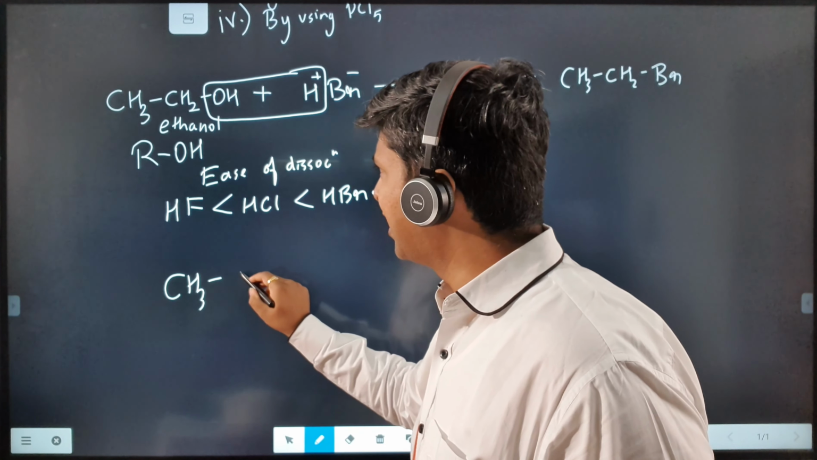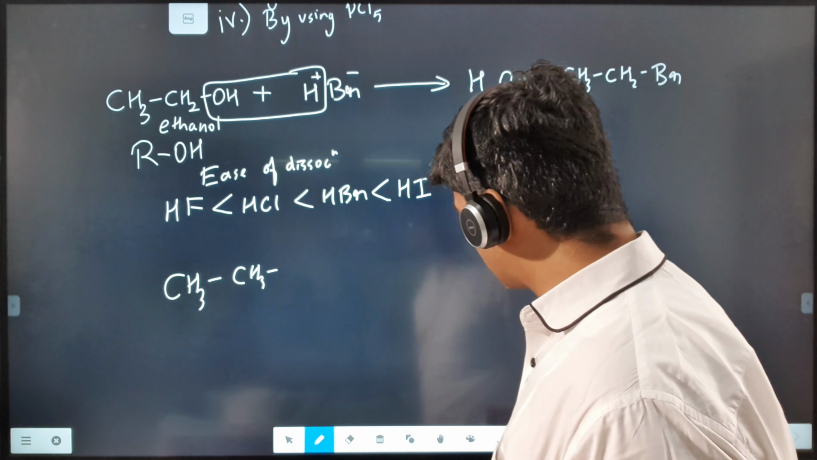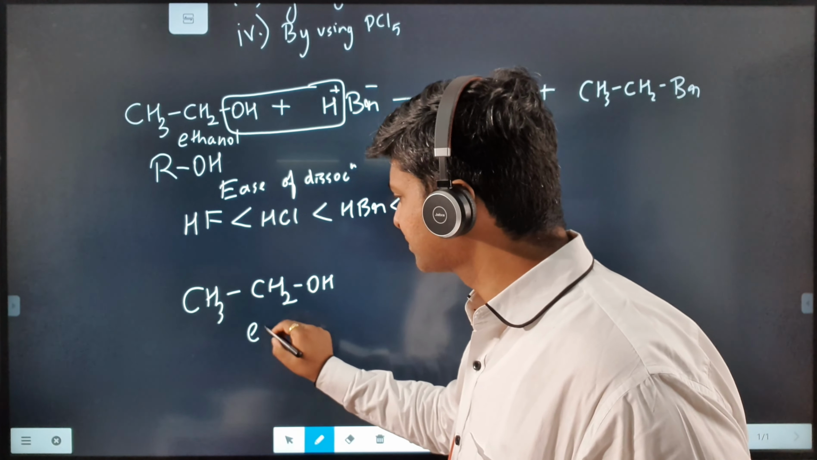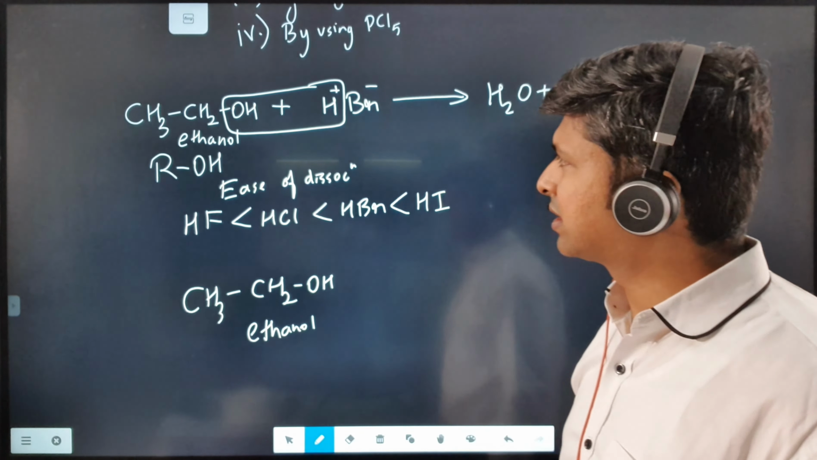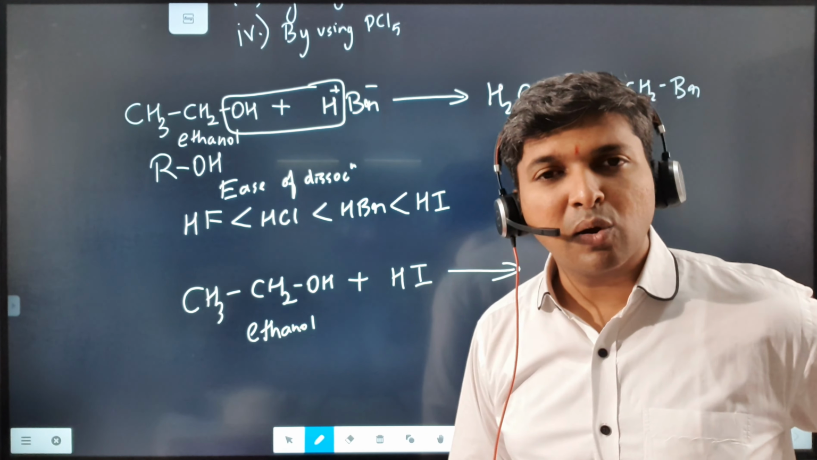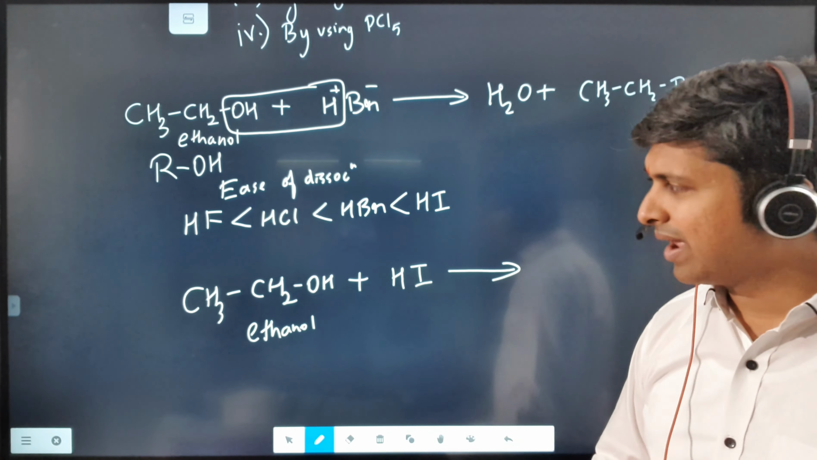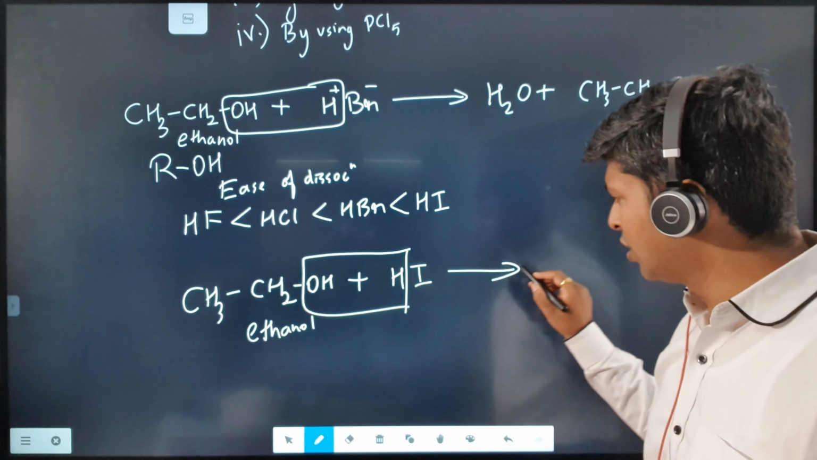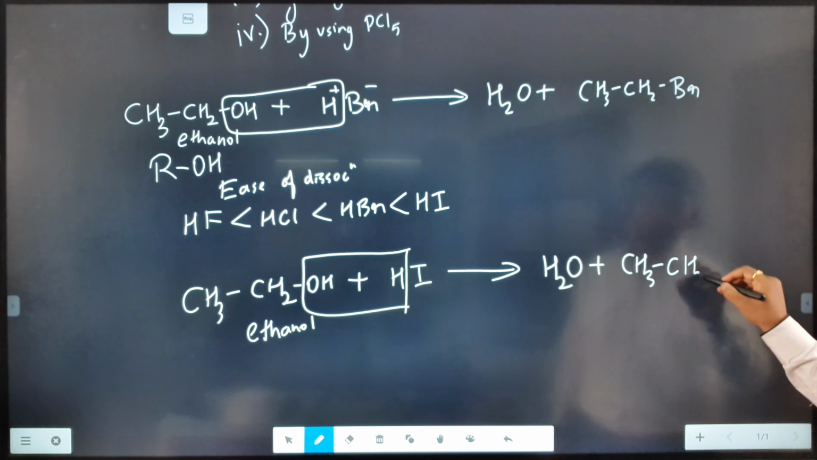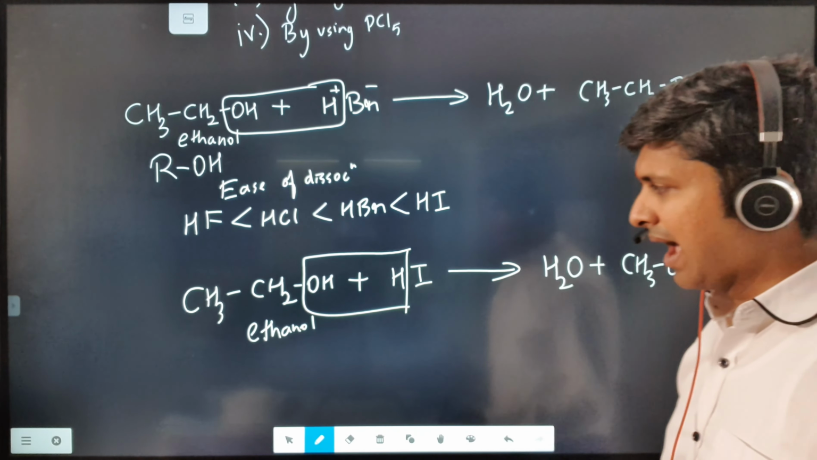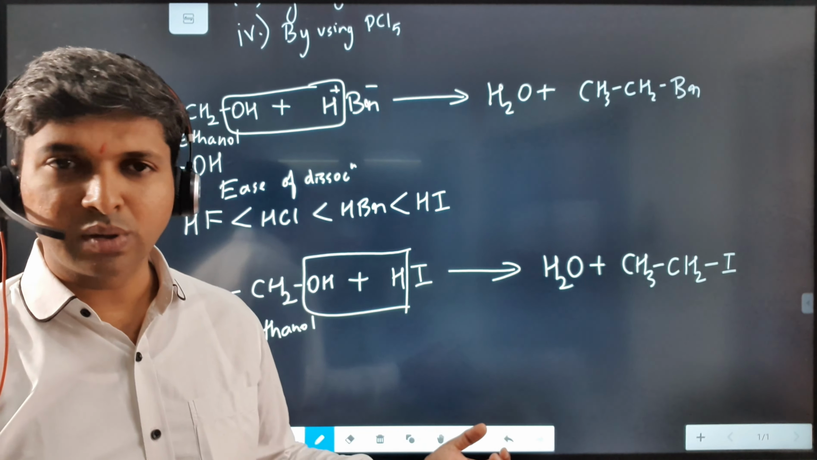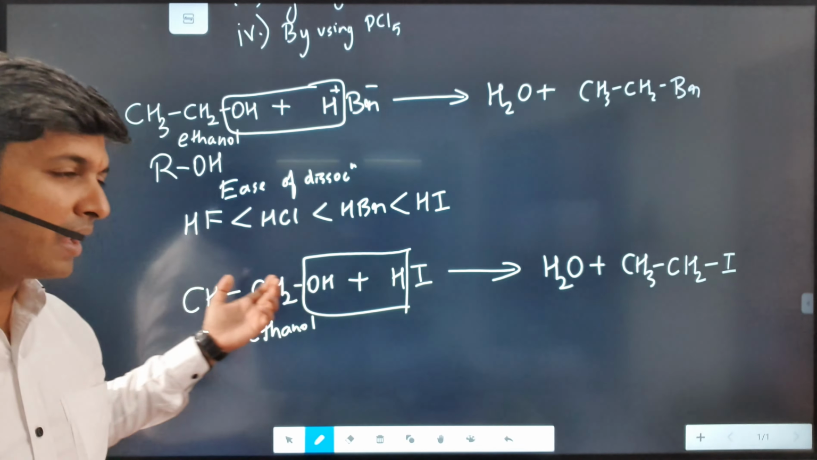But now we need to go a little deeper into the other hydrogen halides. For example, if I am using CH3CH2OH, the standard alcohol ethanol, and I add HI, remember that HI also acts as a reducing agent. You will get H2O and the haloalkane CH3CH2I. But the problem is that HI is also acting as a reducing agent, so this reaction may get reversed.